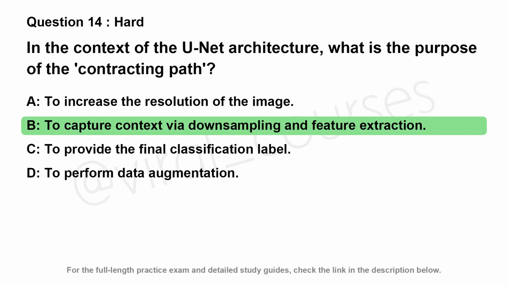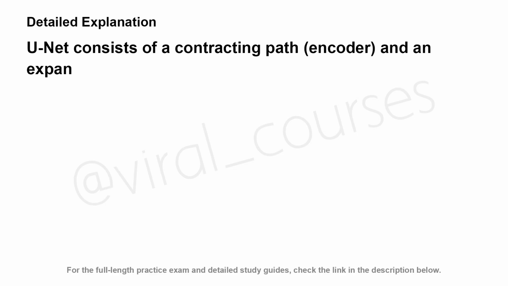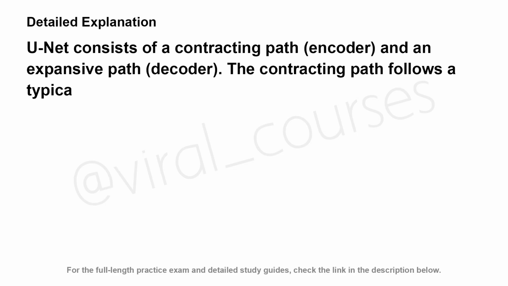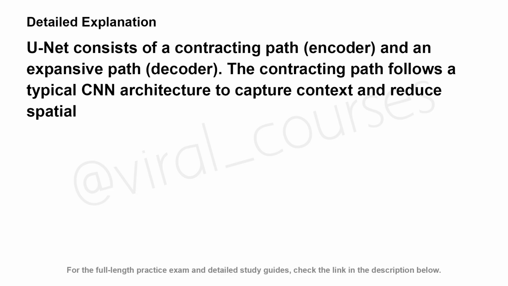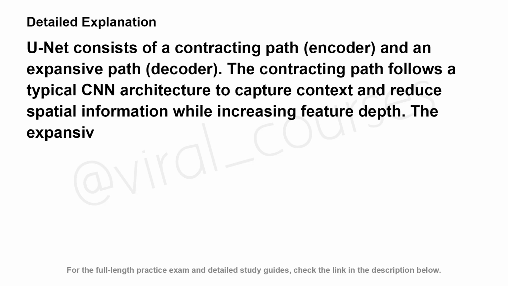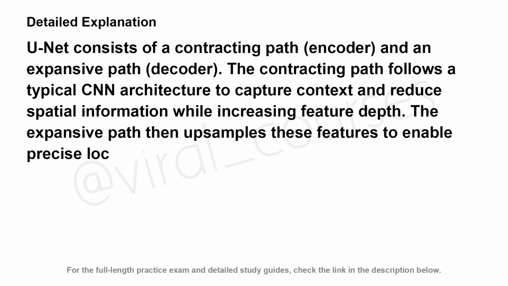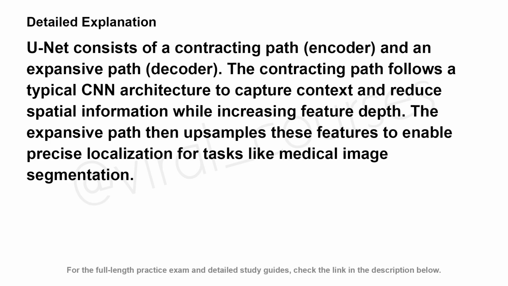The correct answer is B. UNet consists of a contracting path, the encoder, and an expansive path, the decoder. The contracting path follows a typical CNN architecture to capture context and reduce spatial information while increasing feature depth. The expansive path then upsamples these features to enable precise localization for tasks like medical image segmentation.